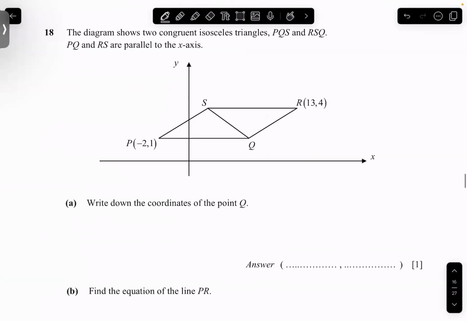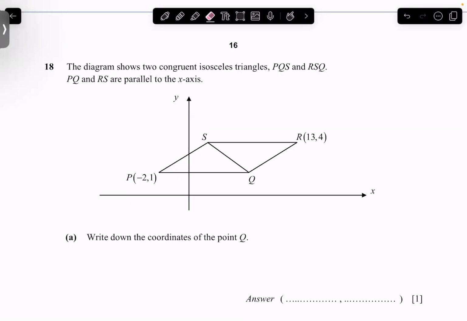Okay, next question. Diagram shows two congruent isosceles triangles, PQS and RSQ. PS and RS are parallel to the x-axis. Write down the coordinates of Q. Since they are congruent isosceles triangles, this part and this part must be the same.